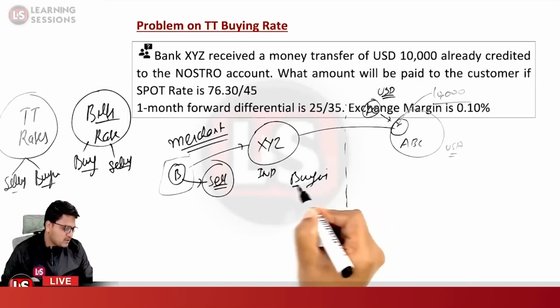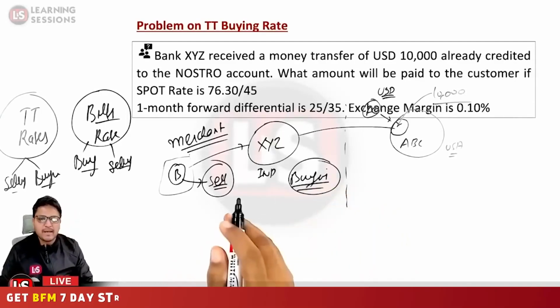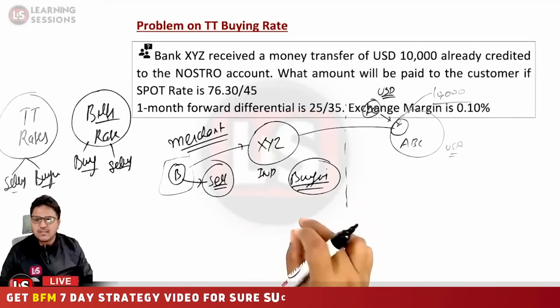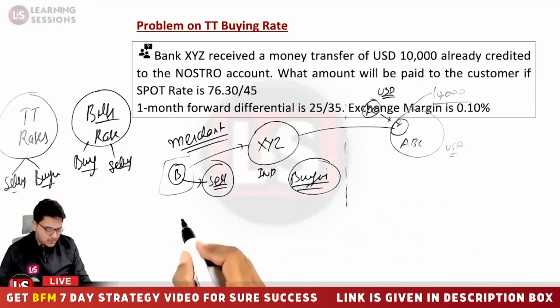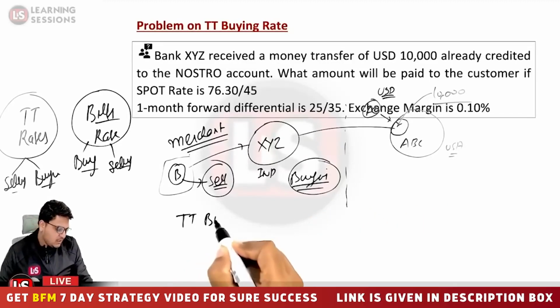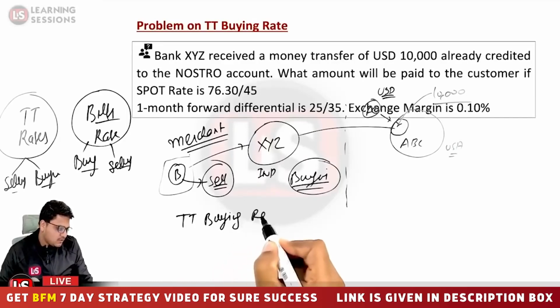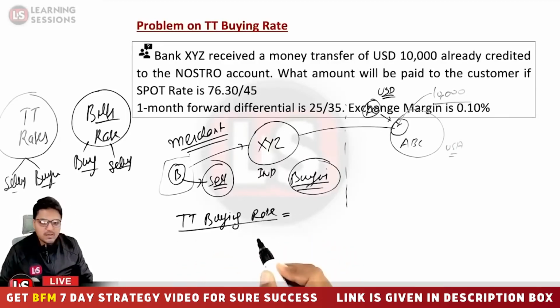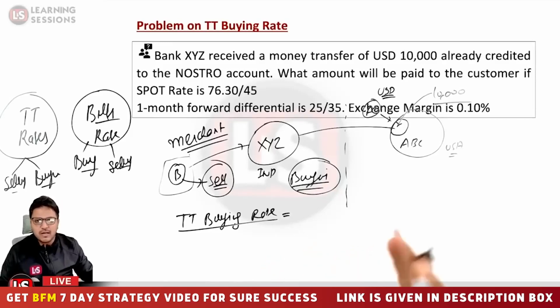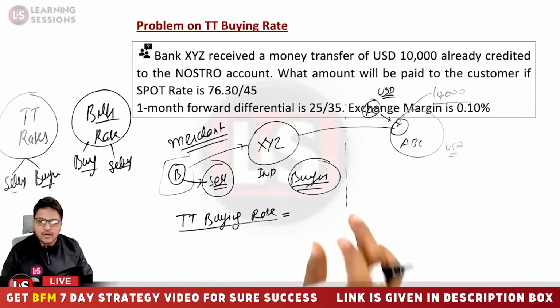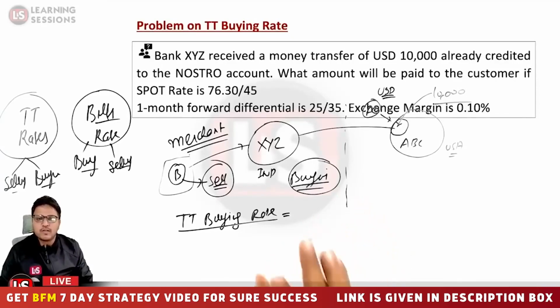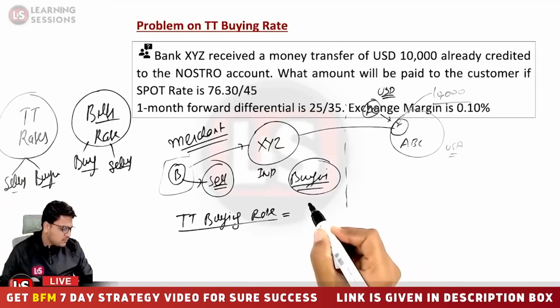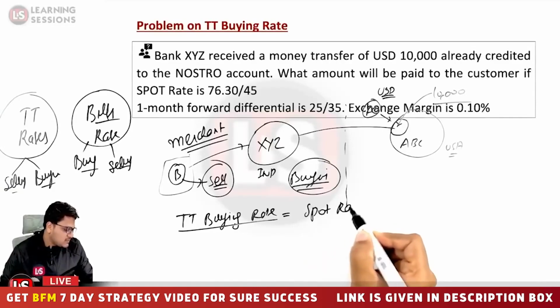What formula will we use to discover the price? We will be discovering the price using the TT buying rate formula. Because the transaction is on the same date itself, we will be calculating on the spot rate itself. So no forward differential will be used. No forward differential is used in any TT rates. So it will be the buying rate, which is the spot rate.